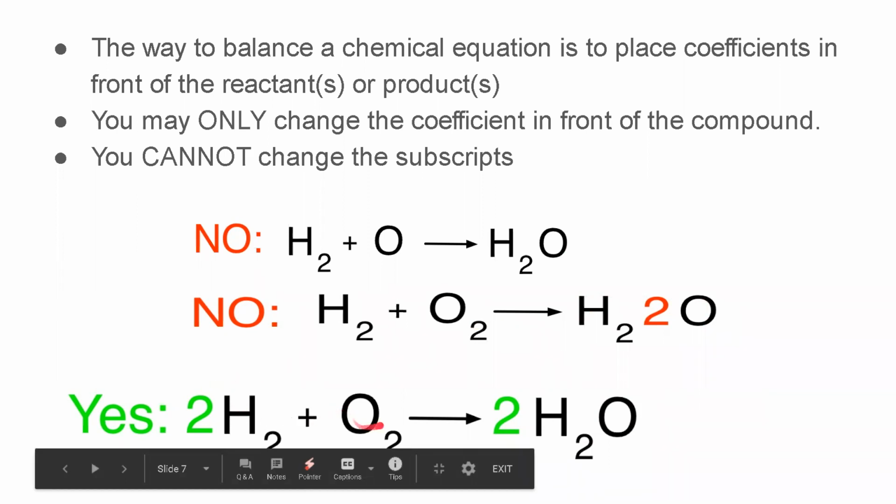2H2 plus O2 equals 2H2O. If you count the number of H's and O's on each side, there's 1, 2, 3, 4 H's, and 2 O's. So 4 H's and 2 O's. Over here, there's 1, 2, 3, 4 H's, and 1, 2 O's. So the coefficient counts for the whole compound. Okay.